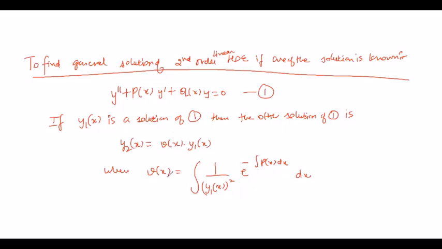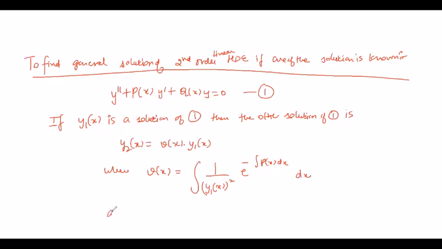And where is that v(x) coming from? This is the formula for v(x). Again, we are not doing the proof, so I will not be able to explain how we are getting this. There's a mathematical proof for the same in the book. So for questions, we just directly use this: v(x) is the integral of 1 over y1 square, e raised to power minus integral of p(x) dx, dx.